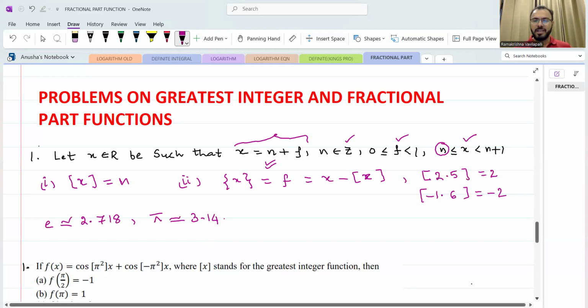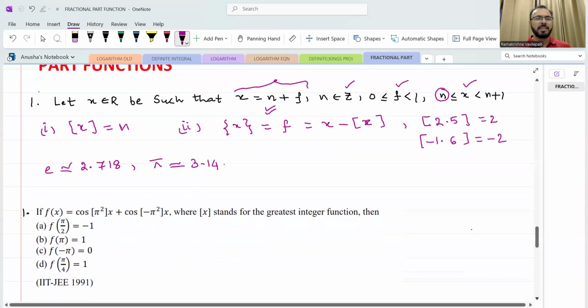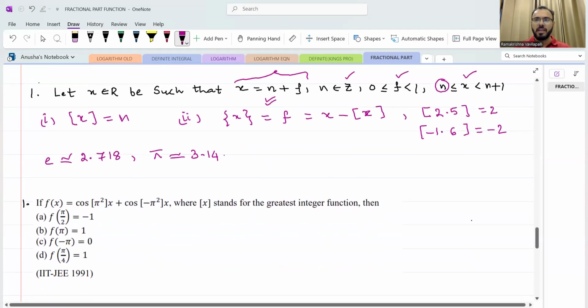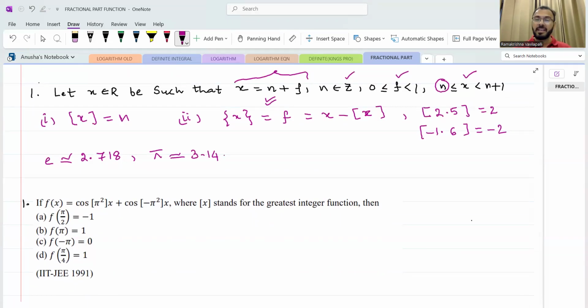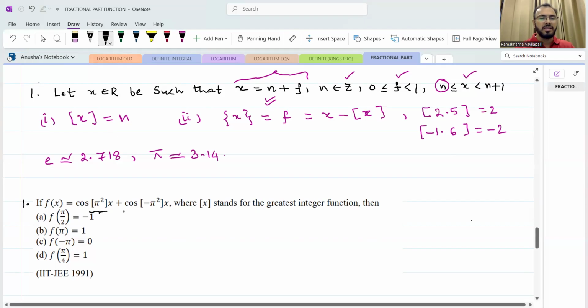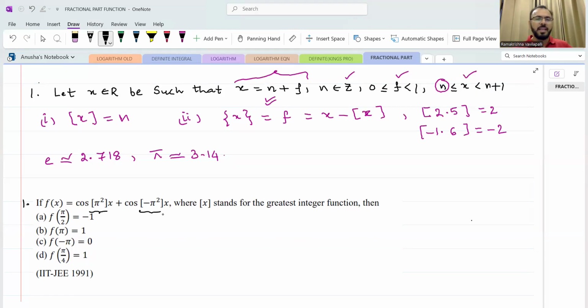So let us discuss a few questions based on greatest integer function and fractional part function. Here is a question of previous IIT 1991. f of x equal to cos of integral part of pi square into x plus cos of minus integral part of minus pi square into x. Here we have an integral part of pi square. In class 1, I have explained how to find out integral part of pi square, integral part of e square, etc.